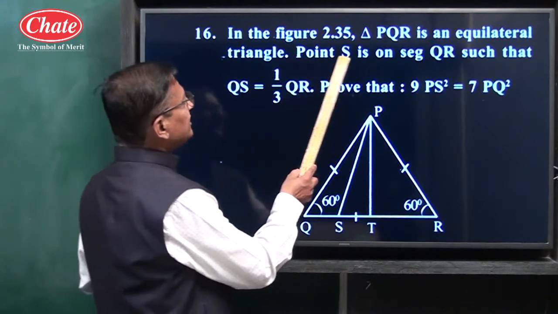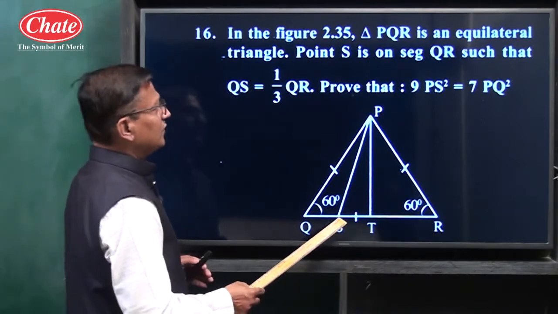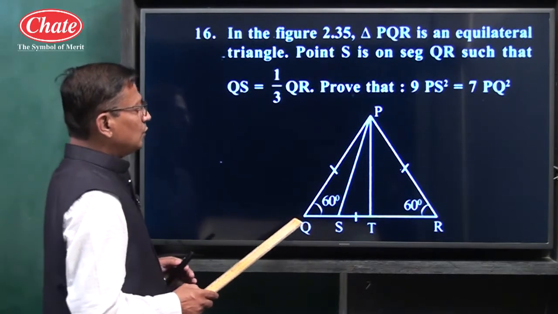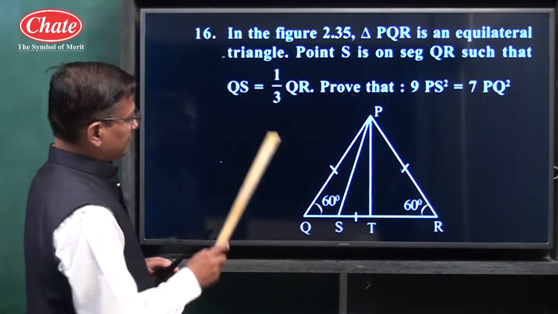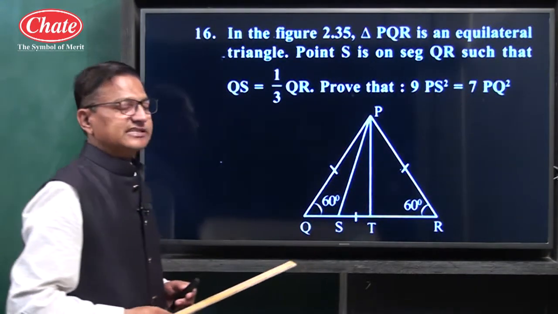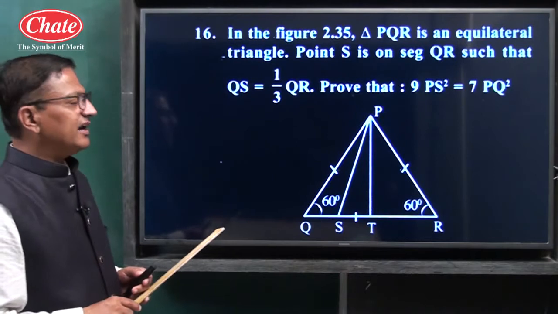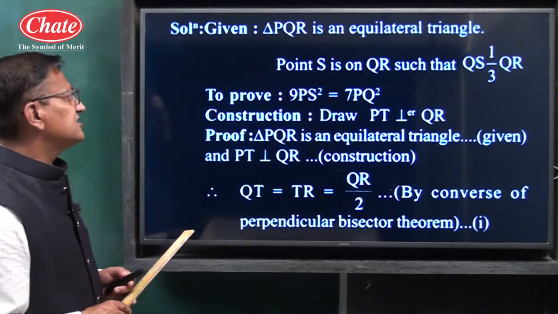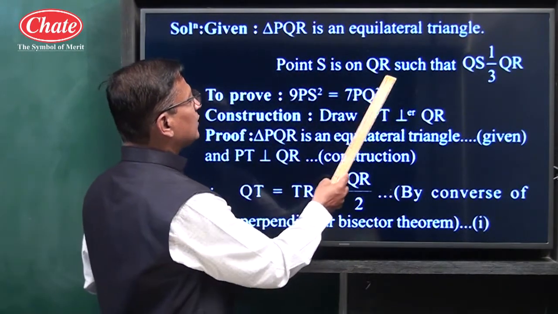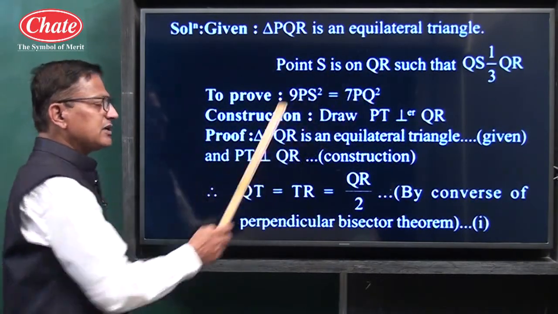See next. Point S is on segment QR, such that distance QS is equal to 1 by 3 into QR. We have to prove 9PS square is equal to 7PQ square. See, in triangle PQR, it is equilateral triangle. Point S is on QR such that QS is equal to 1 by 3 QR. We have to prove 9PS square is equal to 7PQ square.